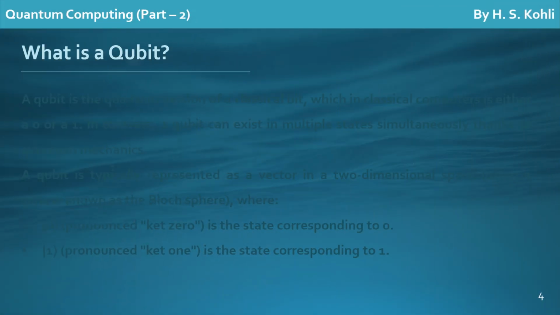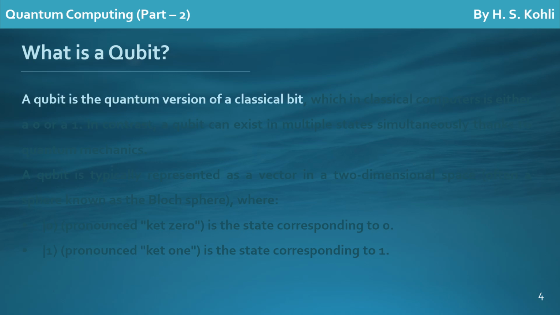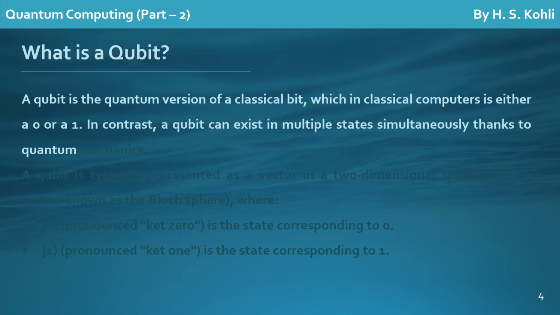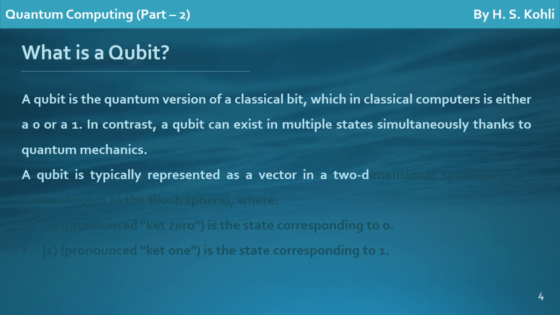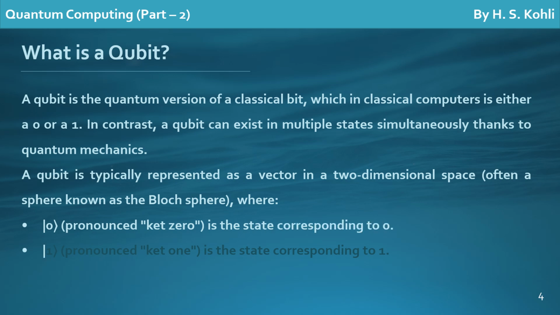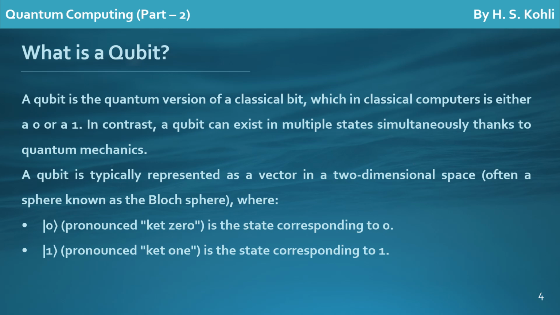What is a qubit? A qubit is the quantum version of a classical bit, which in classical computers is either a 0 or a 1. In contrast, a qubit can exist in multiple states simultaneously thanks to quantum mechanics. A qubit is typically represented as a vector in a two-dimensional space, often a sphere known as the Bloch sphere, where ket 0 is the state corresponding to 0.